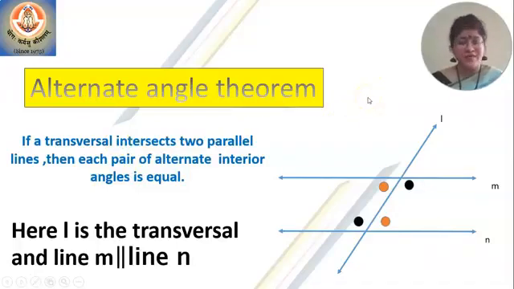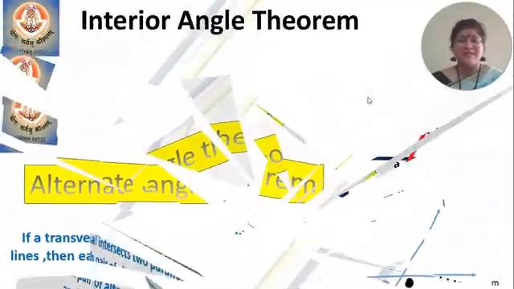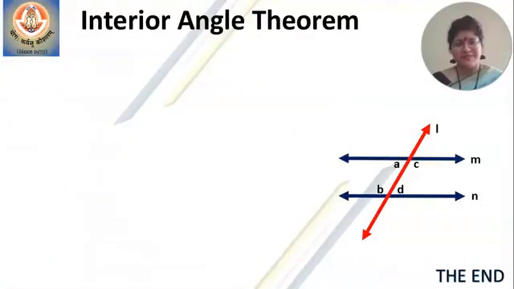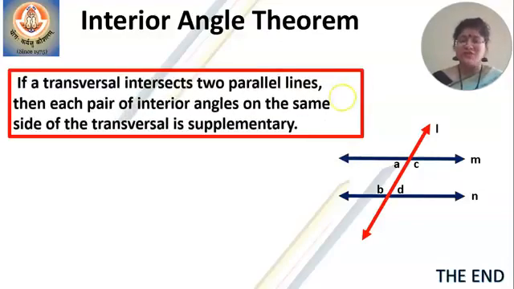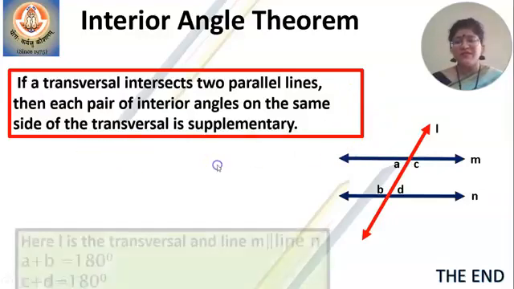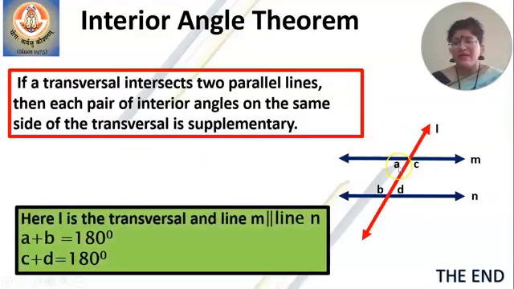Similarly, you have another theorem, that is the interior angle theorem. What does the interior angle theorem state? If a transversal intersects two parallel lines, then each pair of interior angles on the same side of the transversal is supplementary. So A plus B will be 180 degrees and C plus D equal to 180 degrees.